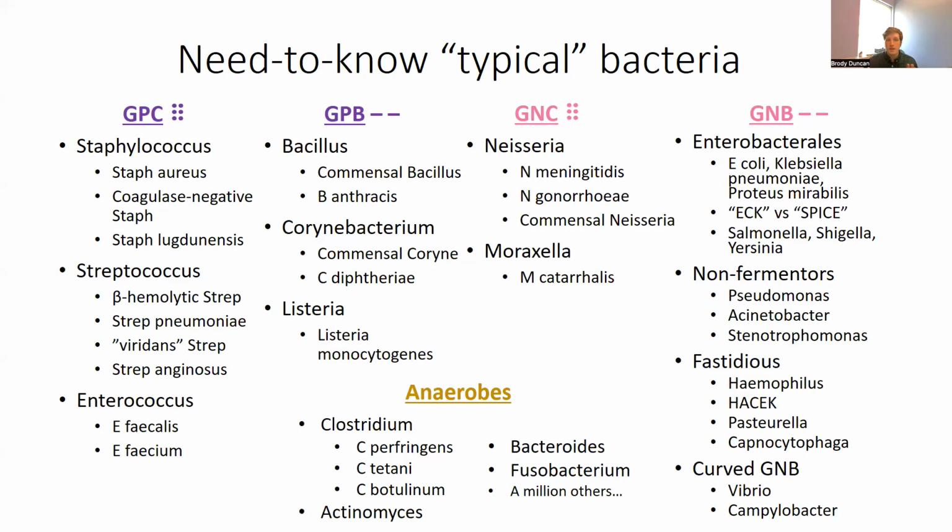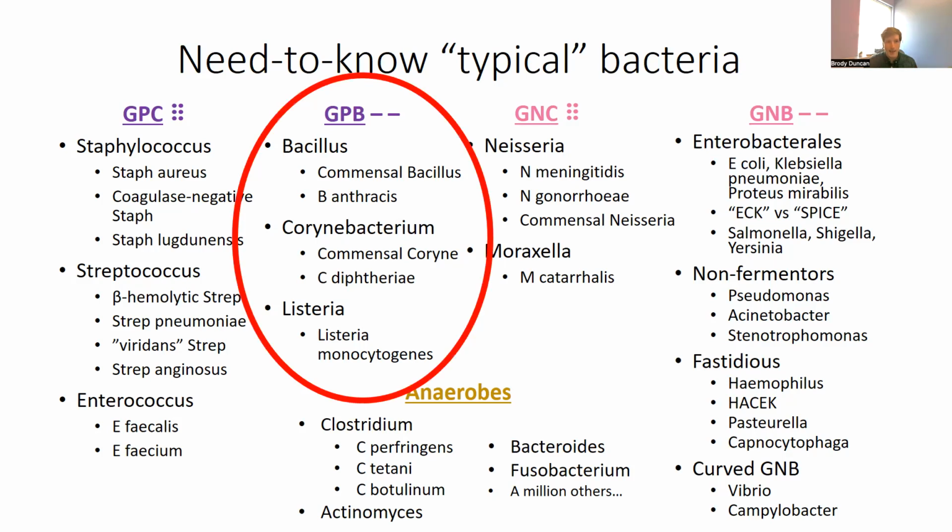So here's our overall slide of all of the typical bacteria that will grow in normal cultures. And today we'll just be focusing on this small column on gram-positive bacilli. So you can see there's only three main genera that we are going to care about here. And let's get started.